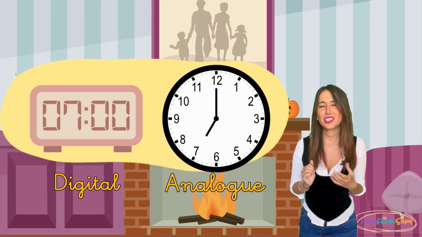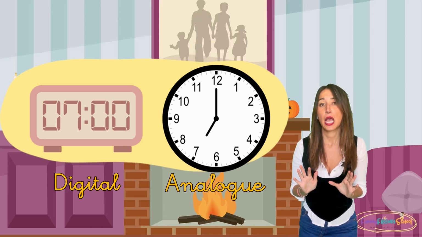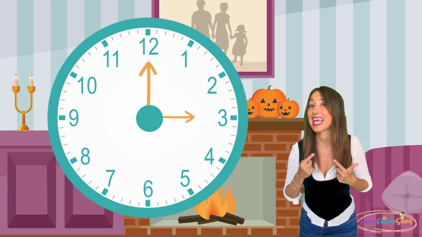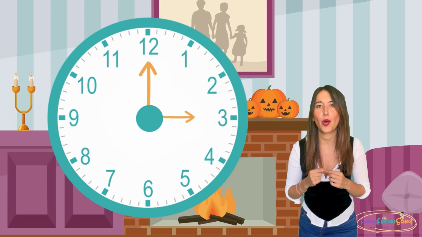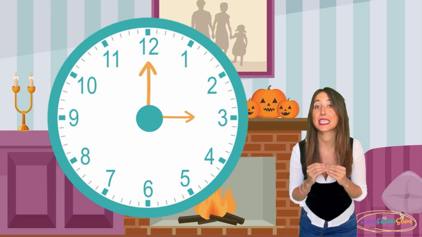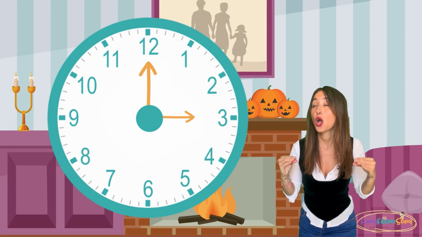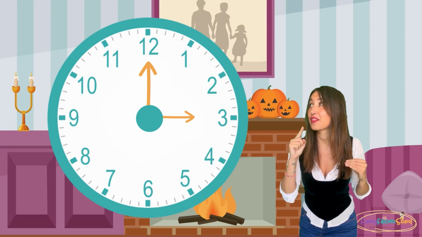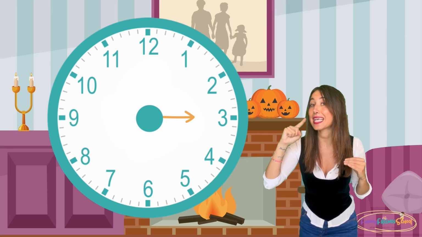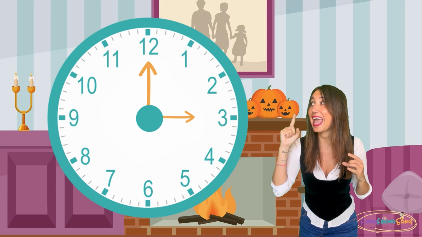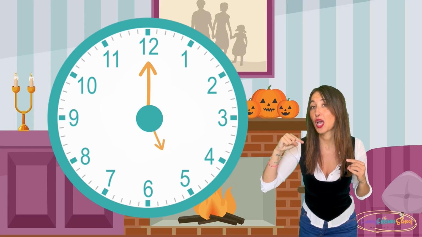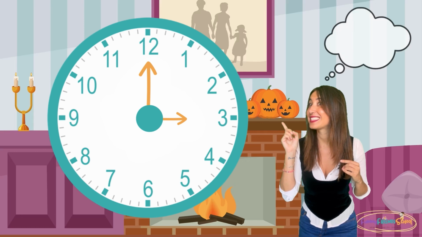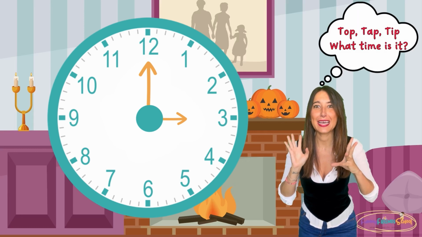The analog one is the most difficult one to understand because we have to pay attention to the arrows. Yes, the shortest arrow points the times, like the hours, and the longest arrow points the minutes. Let's see. Look, if the longest arrow is up here, and the shortest moves, we say the times like this. Top, tap, tip. What time is it?